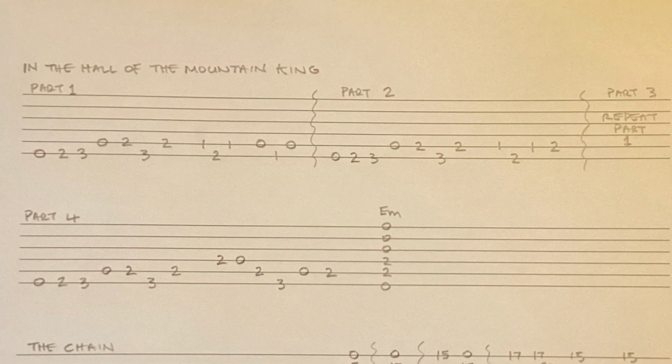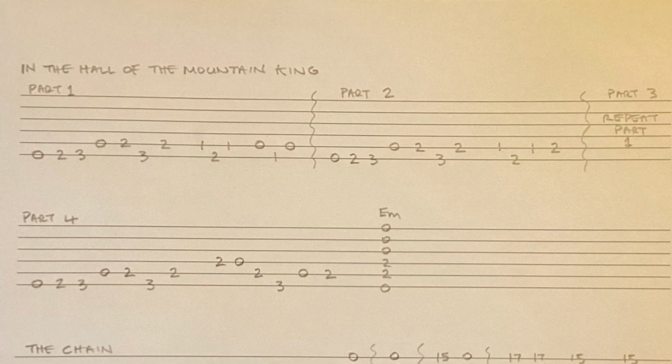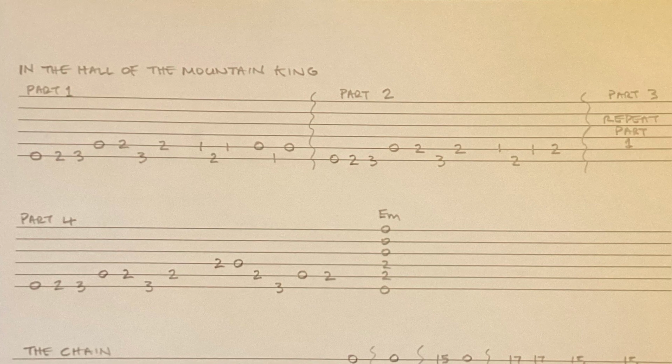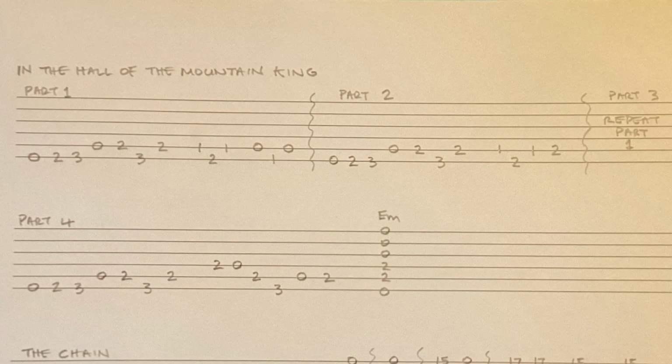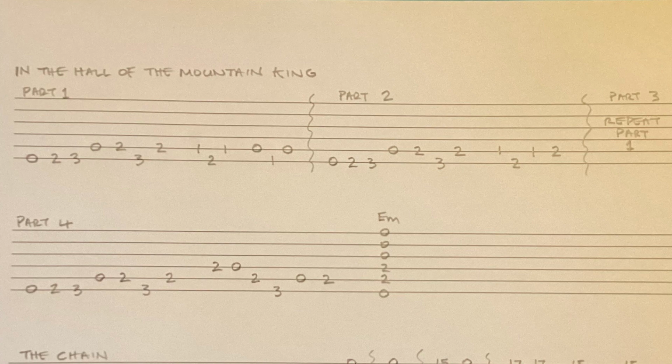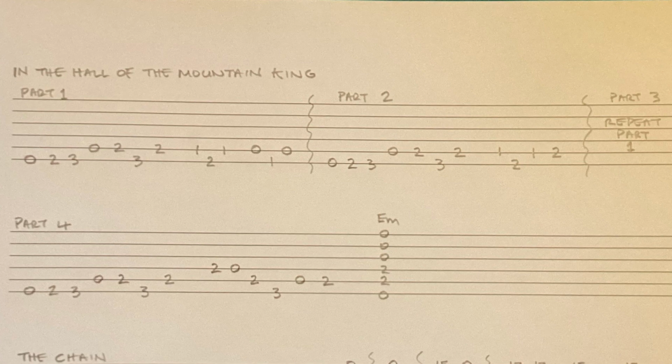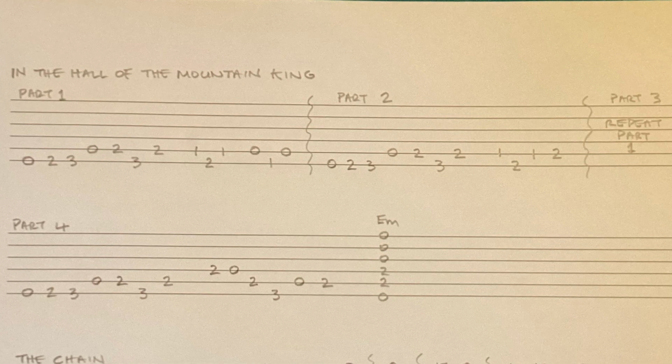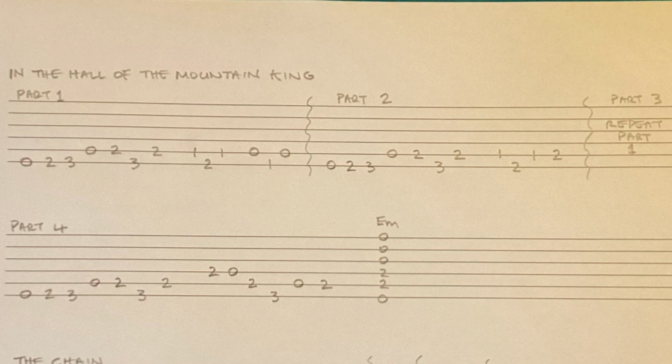All right, well, now for something completely different in the Hall of the Mountain King. This is a great little finger exercise. It looks a bit complicated written there, but it's really very repetitive. Part 3 is the same as part 1. So we'll have a look at that.